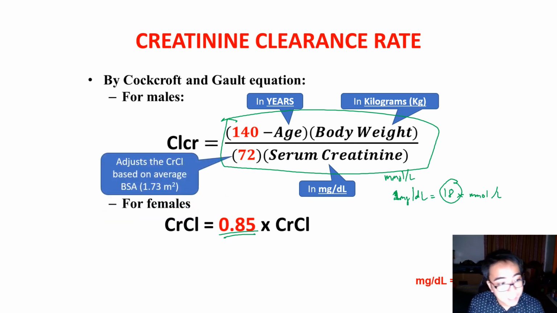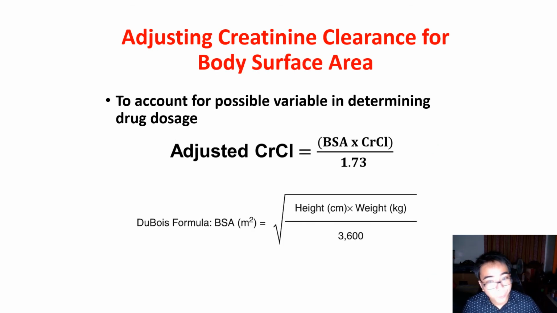Okay? The 72 nga pala, class, na constant value dito is usually added there to adjust the creatinine clearance based on the average body surface area, which is 1.73 meters squared. Now, what if bata ang inyong patient? Kasi yung formula kanina is considered for adults. Kung bata yung patient, usually we adjust the creatinine clearance based on the BSA. So whatever your computed creatinine clearance is, multiply nyo lang sa BSA ng bata, divided by 1.73.